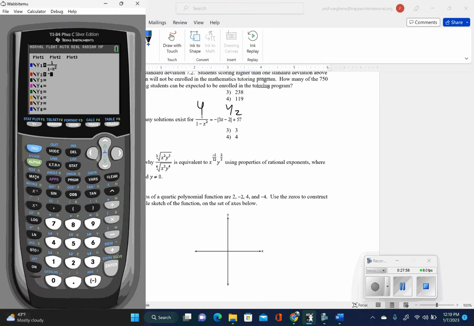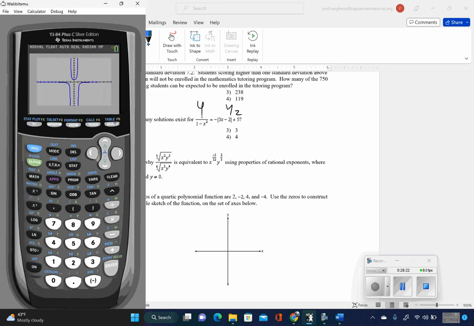How do you get this little absolute value? You hit math, go over to num, see this? So hit the right arrow, and then option number one is ABS. Okay, so you're going to type in the 3x minus 2. So 3x minus 2, and then you go to the right and put plus 5. So now let's hit graph. Let's see if we can see all of it.